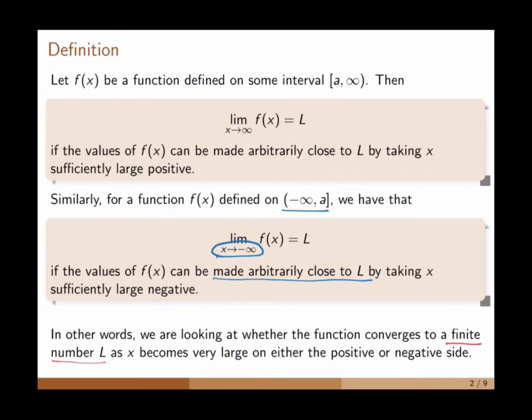In other words, we are looking whether the function converges to a finite number L as x becomes very large positive or very large negative. And these numbers do not have to be the same. So it would maybe be better if you write L1 here and L2 here, to firstly indicate that these limits do not have to be the same, and secondly, they do not even have to exist.